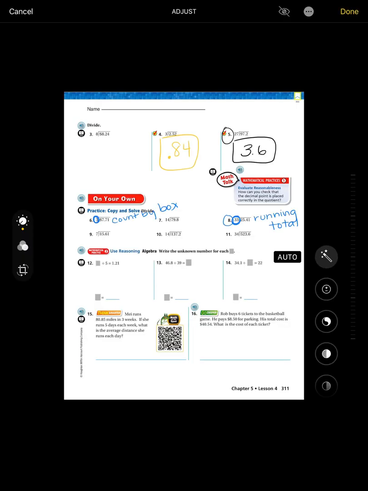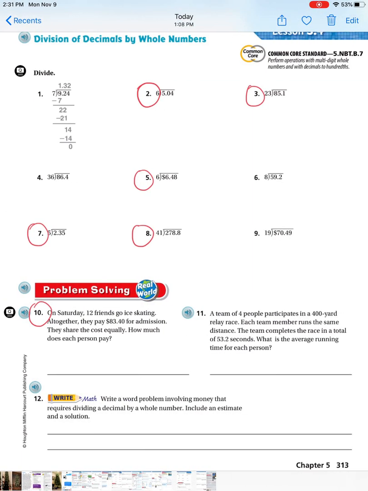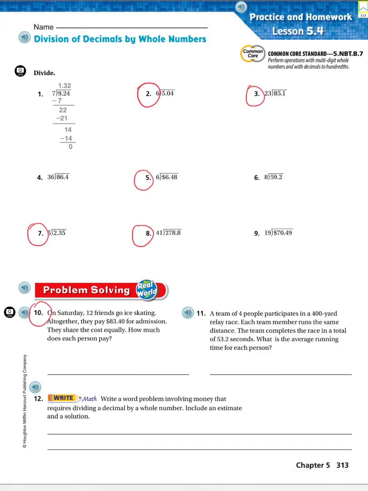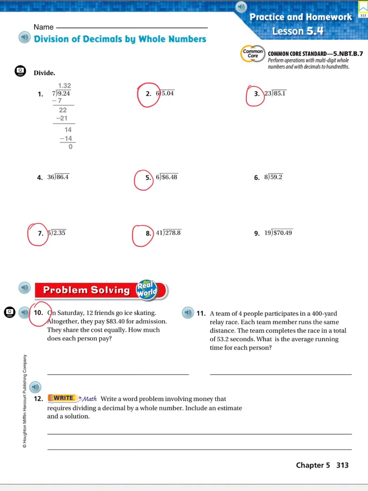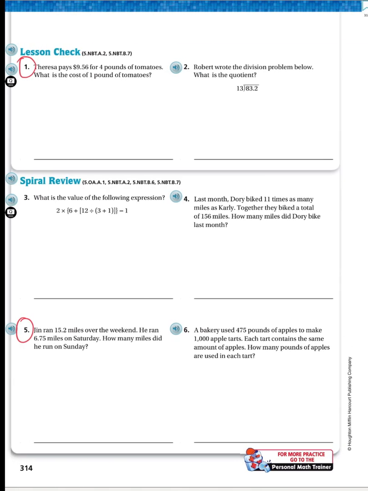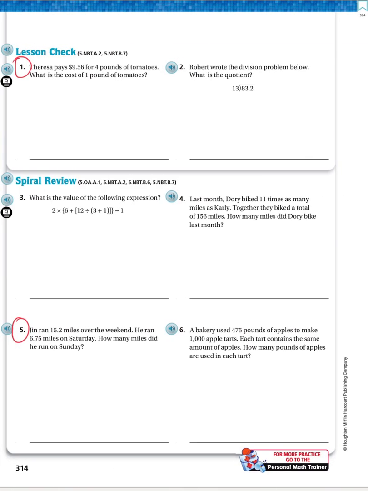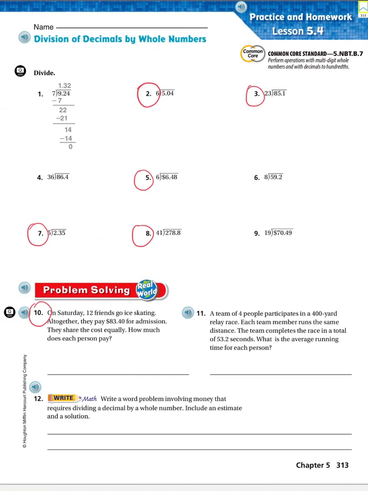All right, let's take a look at our homework problems. I've actually already circled them for you. So on page 313, you are working on number 2, 3, 5, 7, 8, and 10. And then on 314, you're working on number 1 and number 5. Okay? So again, you're working on 2, 3, 5, 7, 8, and 10. And then on 314, you're working on number 1 and number 5. That's a total of 2, 4, 6, 8 problems for you.